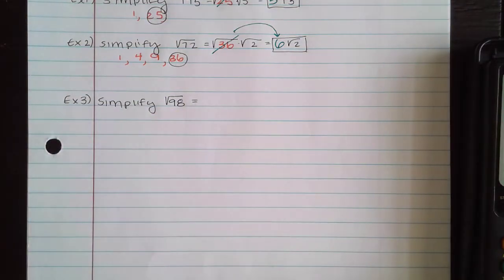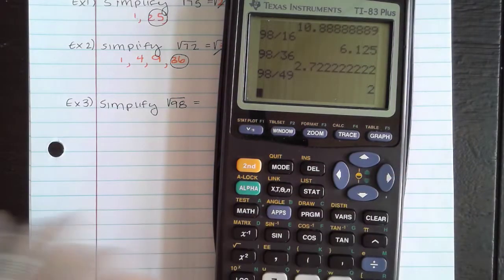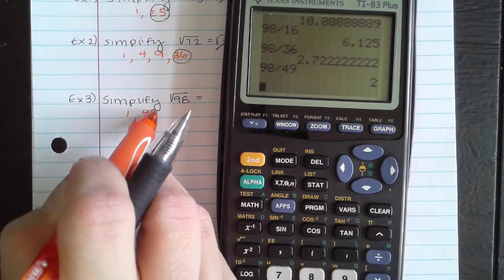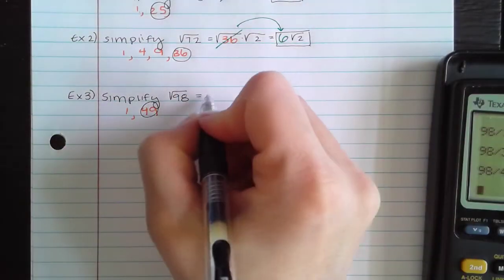Okay, so 98. We could keep going. Is 98 divisible by 1? Yeah. Is it divisible by 4? No. Is it divisible by 9? No. Is it divisible by 16? No. Okay, is it divisible by 25? I'm not even going to check that because no. Is it divisible by 36? No. Is it divisible by 49? Yes. And so we got to pick the biggest one, which is 49.